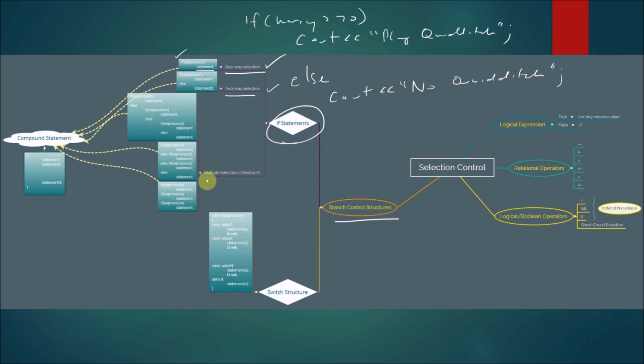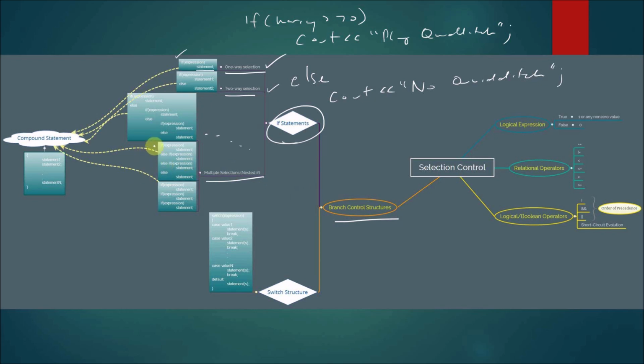You can also have multiple selections, a nested if. A nested if has an if-else expression here, and within the else, you can also have an if-else, and then another if-else, etc., etc., etc. To continue on, so to say.